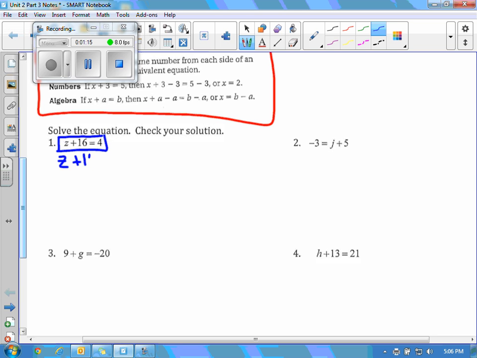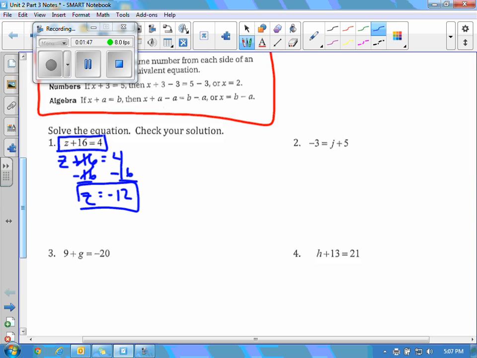Z plus 16 equals 4. Now my whole goal when I'm solving equations is to get the variable by itself. So if you go to the side that has the variable, I have Z plus 16. So I want to undo that addition, and I'll do that with subtraction. So I'm going to subtract 16 from the left side. I have an equal sign, which means in math, anytime I do something to one side, I have to do it to the other. So I'm going to subtract 16 on this side as well. So 16 minus 16 on the left side will cancel each other out. I'll have Z equals negative 12.